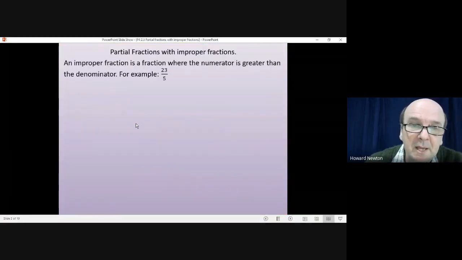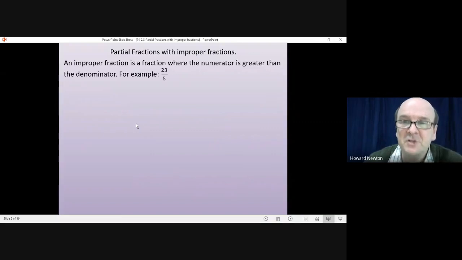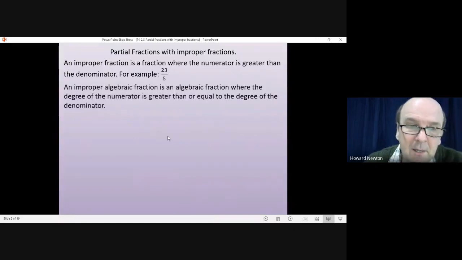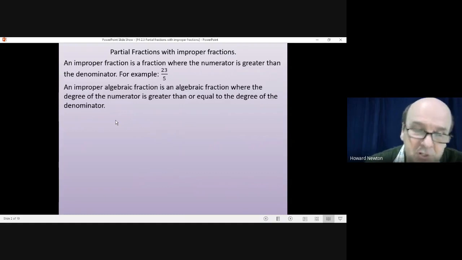Numerically, an improper fraction is a fraction where the numerator is greater than the denominator, so for example 23 over 5, where 23 is greater than 5. Algebraically, an improper algebraic fraction is one where the degree of the numerator is greater than or equal to the degree of the denominator.